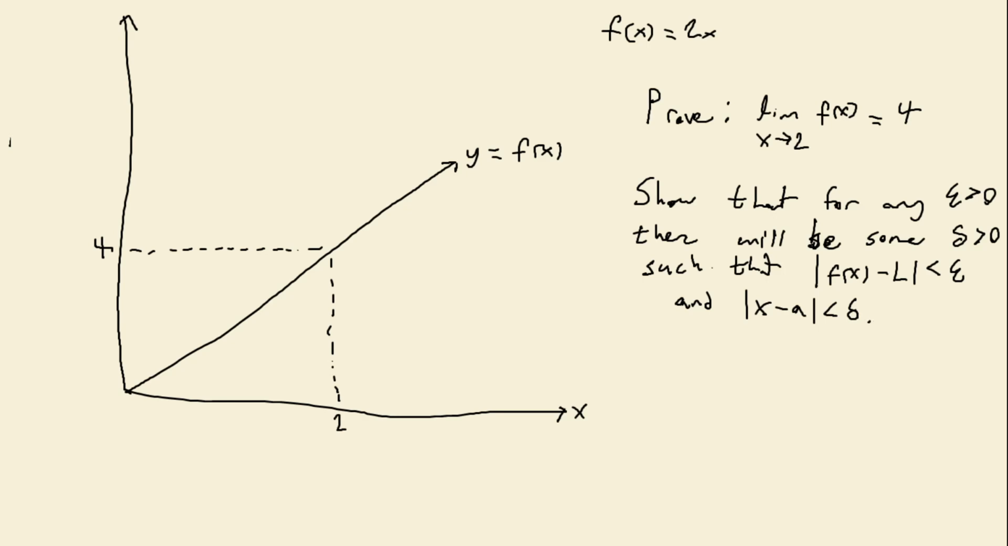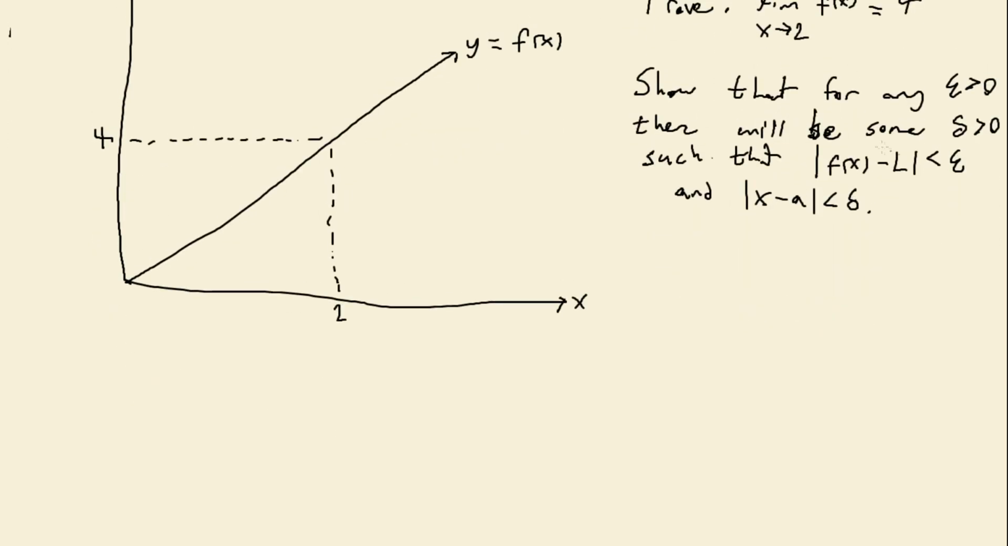This is our formal definition of the limit, and if we're going to show that, then we should plug in our function, we should plug in our proposed limit, and we should plug in our a value. So here, our function is 2x, our proposed limit is 4, that's less than epsilon, and the point at which we're taking the limit is 2. Should be less than delta.